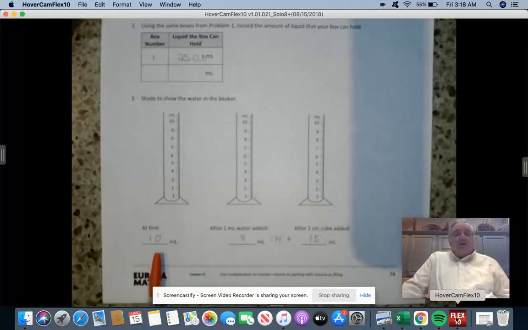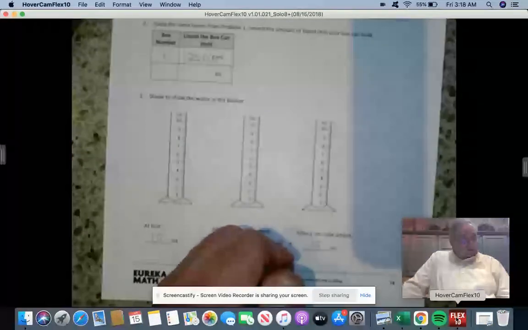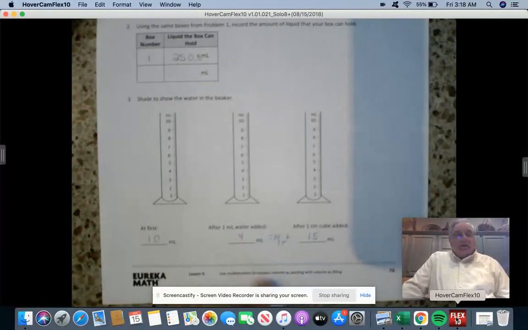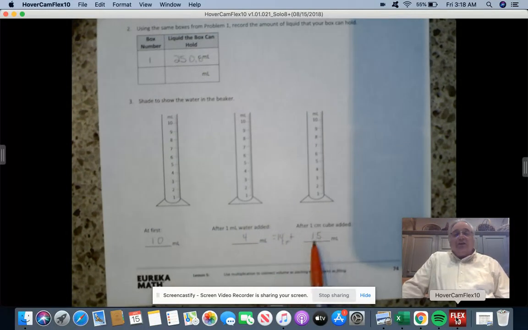And that was, we started with 10 milliliters. I added another 4 to get a total of 14 milliliters. And the total came out to 15 milliliters when I dropped the cube in there.